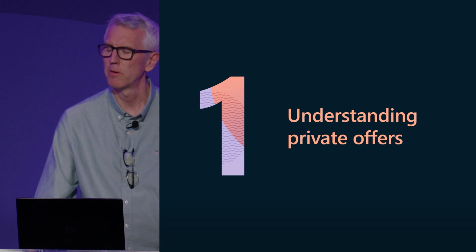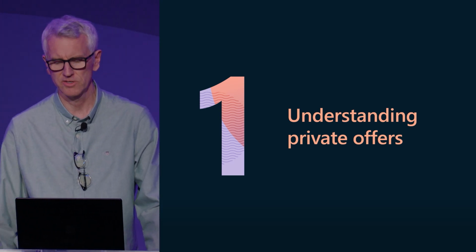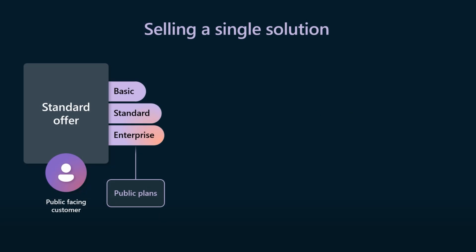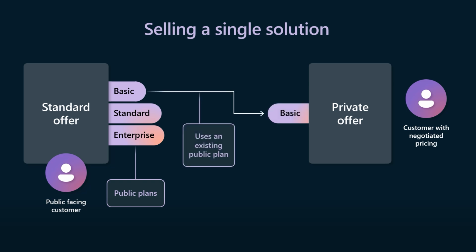Before we specifically talk about multi-party private offers, let's first understand how private offers work in the large. To publish a private offer, we first must have an existing public offer. So we can see in our example here, we've got 3 plans. We've got the basic, standard, and enterprise, which are attached to our public offer. Now, the goal is to create a private offer for a specific customer to purchase. So the basic plan for our private offer is a direct map to the existing basic plan. The custom pricing is then applied on the private offer side, which only the specific customer will obviously see.